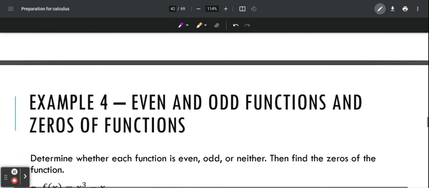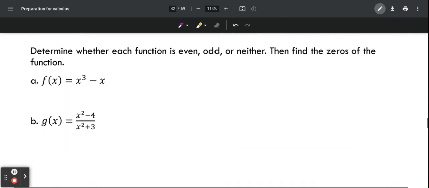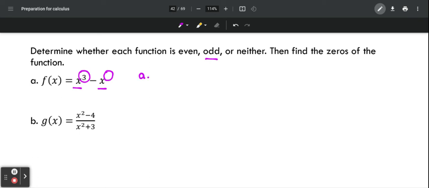So if we need to determine whether the function is even, odd, or neither, and then find the zeros. So first starting with A. If you remember from that last section, when all of our exponents are odd, then we know that we're going to have odd symmetry. But in order to determine that or show that, remember we have to do that test where if we have our x and our y points, that would say that when we substitute in a negative x and a negative y, we would get the same function.